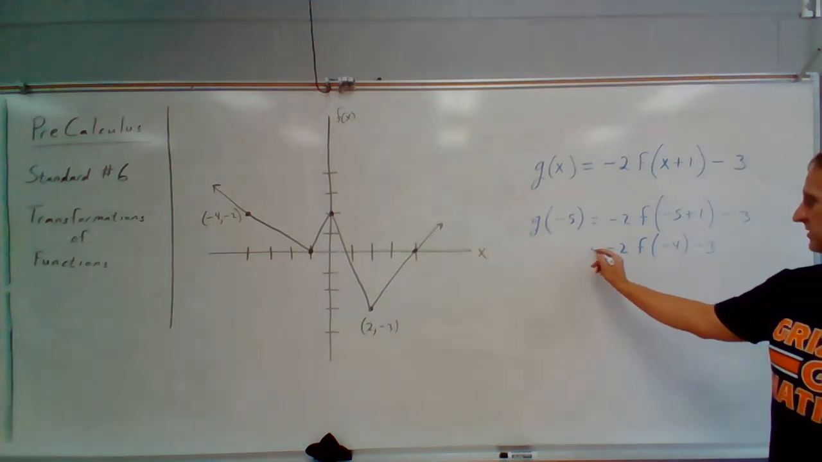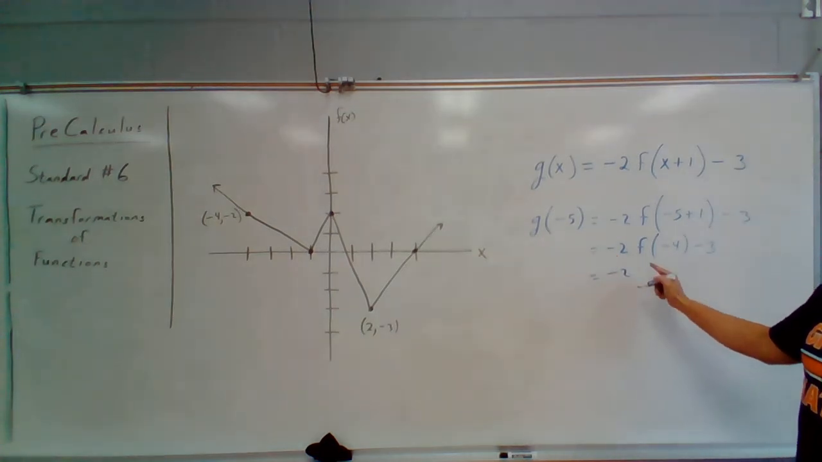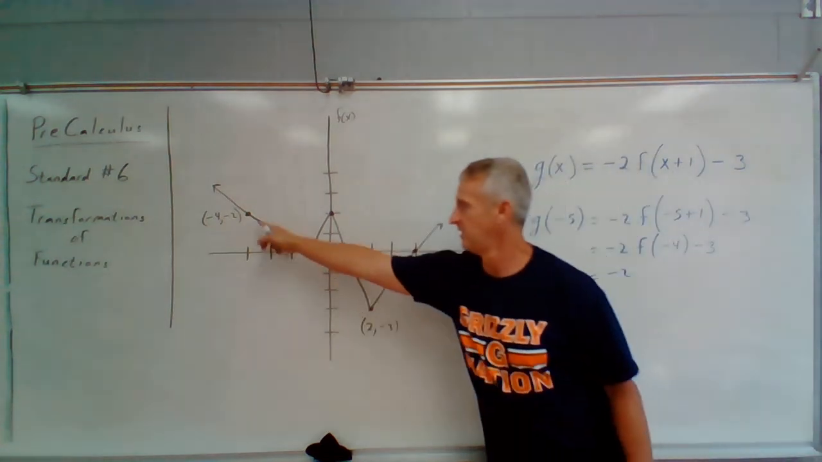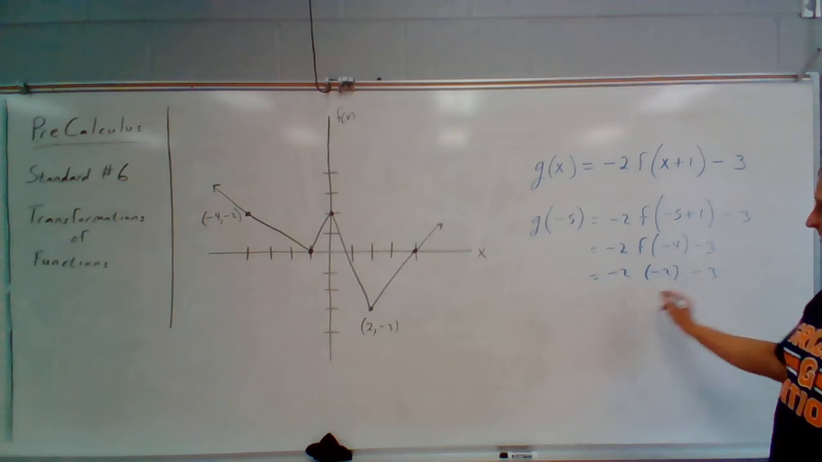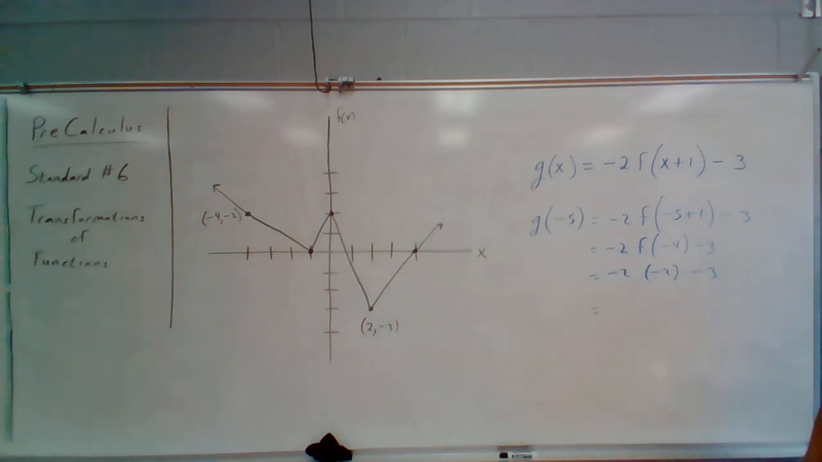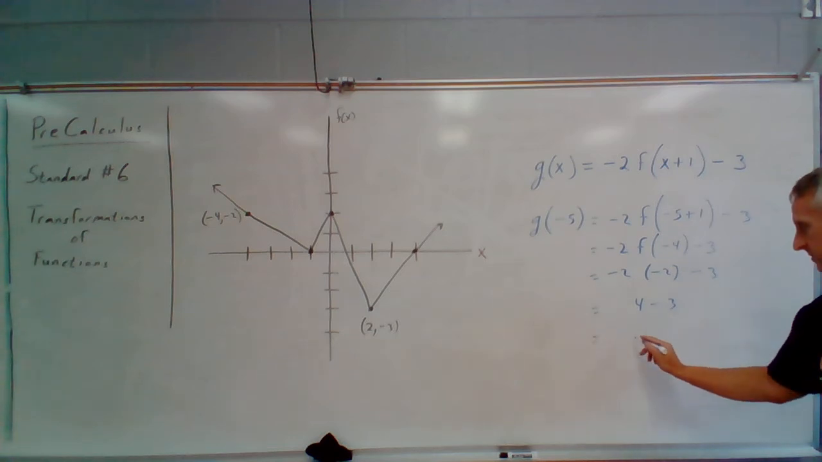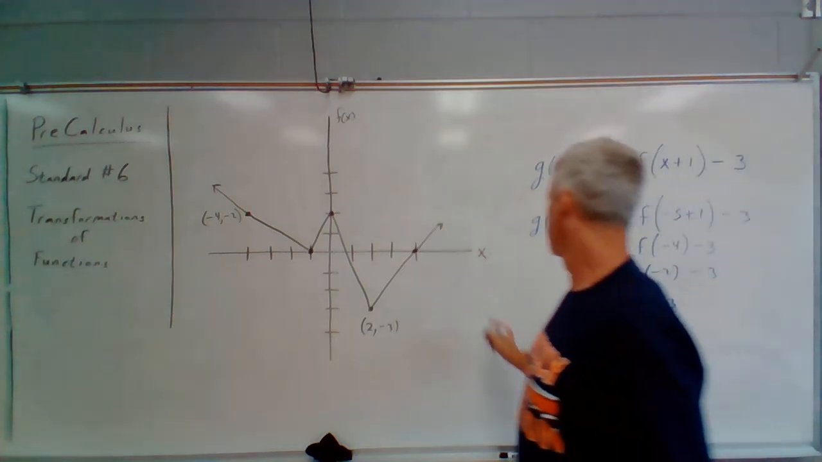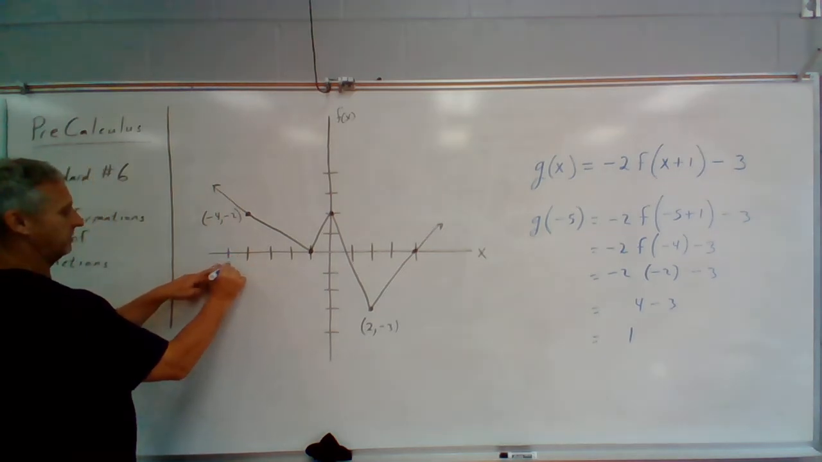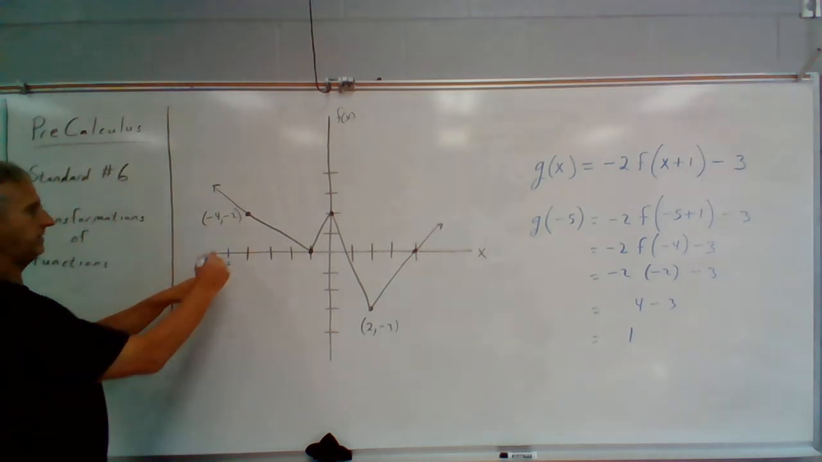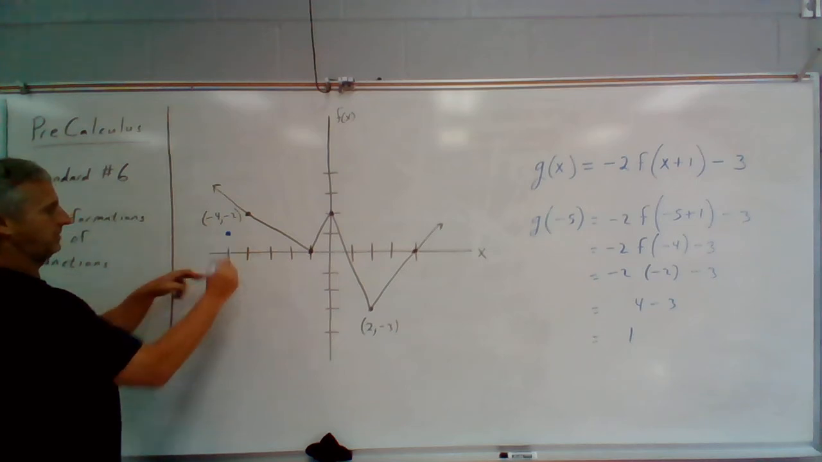All right, so continue working this out. I have -2 times f of -4 would be -2. -2 times -2 is 4. 4 minus 3 is 1. So if I plug in -5 to the new function, I get a 1 out of it.